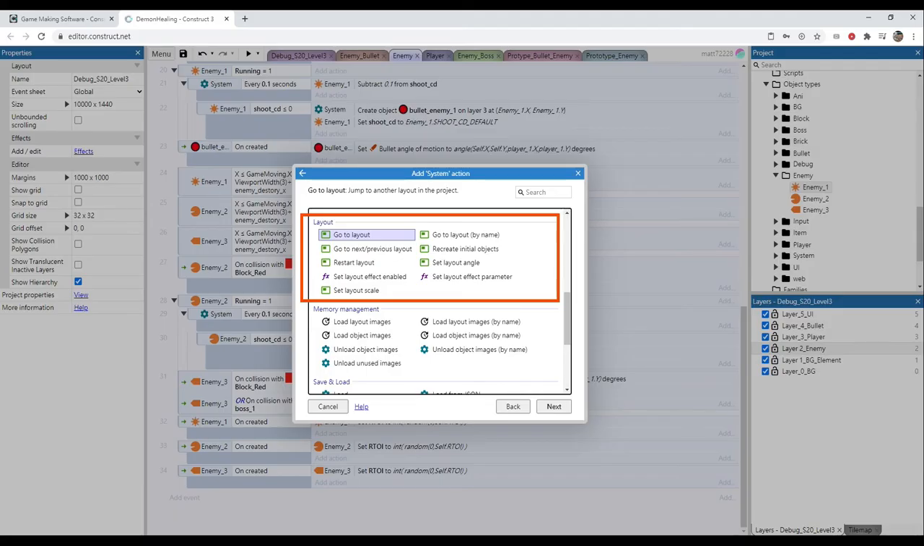Okay, let's explain the scene switch again. In fact, it was mentioned before. It's just like the exit stage. The so-called scene switching is what it's called in other game development software, but in C3 the layout is used. That is also the name of the layout.